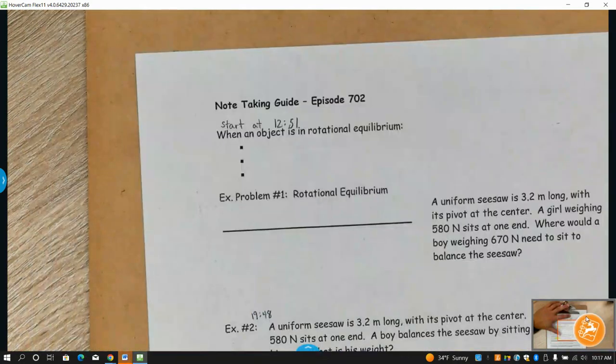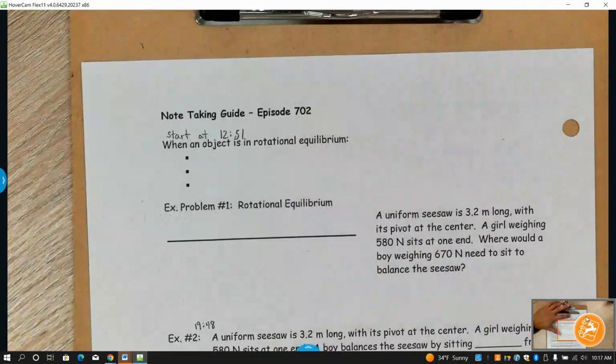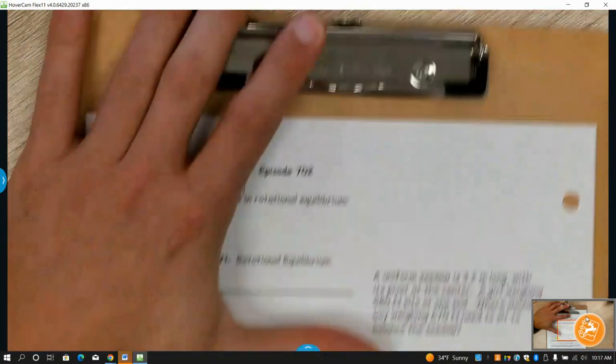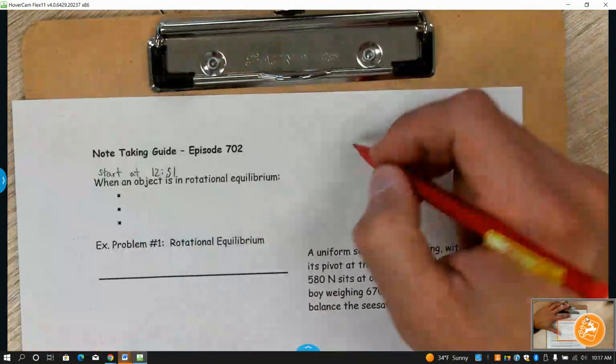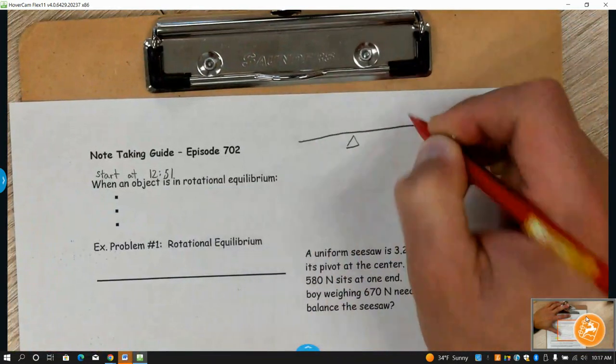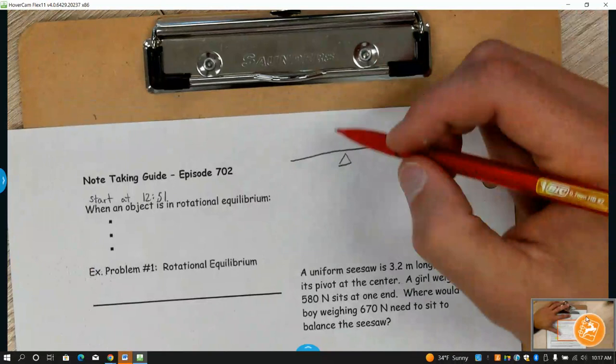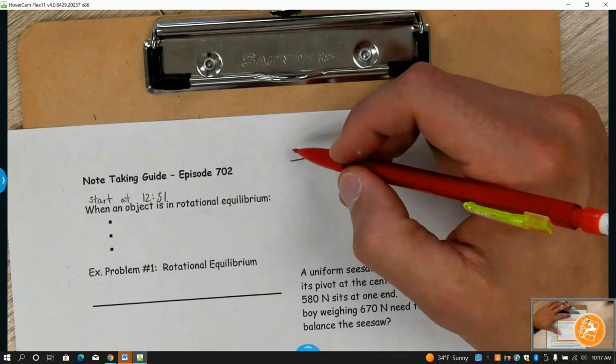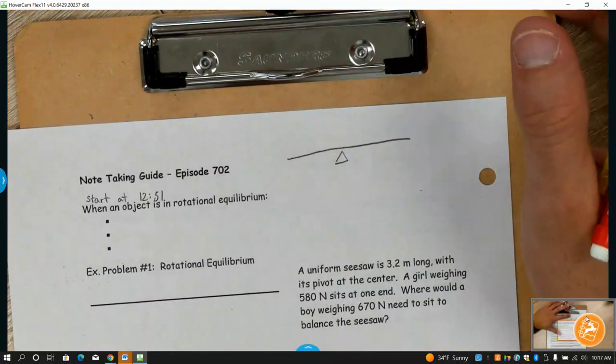All right, flip it over. When an object is in rotational equilibrium, think about 2 kids on a seesaw. If you have 2 different sized people, can you play on a seesaw?